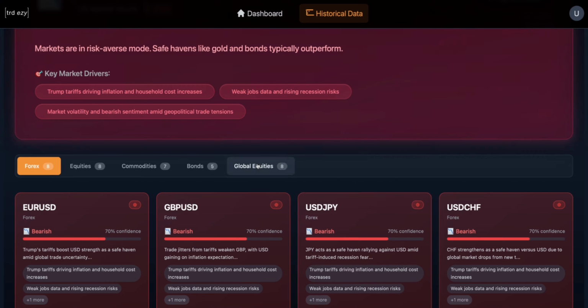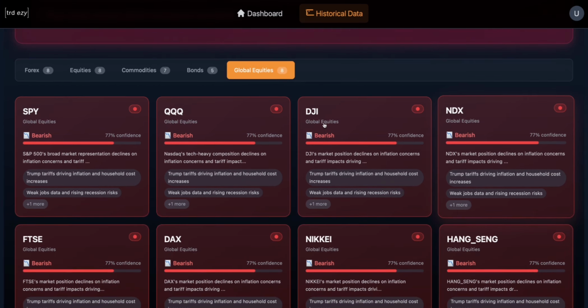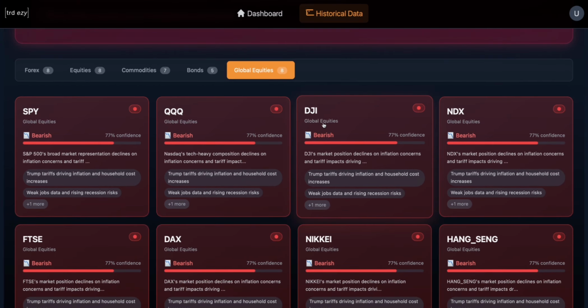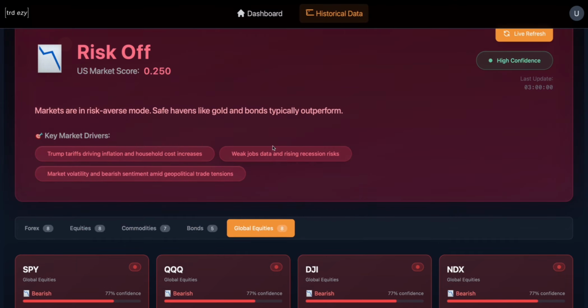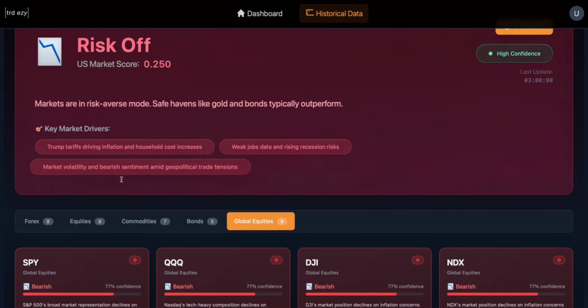Now if I go to global equities, I can see that Nasdaq, everything stock related, is bearish, which means by extension crypto is going to be bearish as well. We can see that it was risk off: Trump tariffs driving inflation, weak jobs data, rising recession risk, and also market volatility and bearish sentiment amid geopolitical trade tensions.